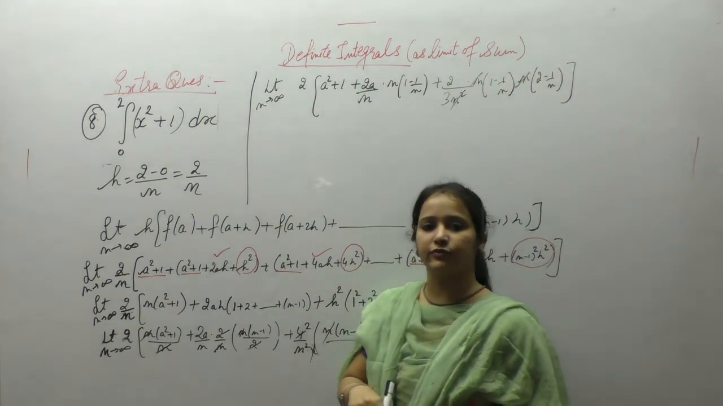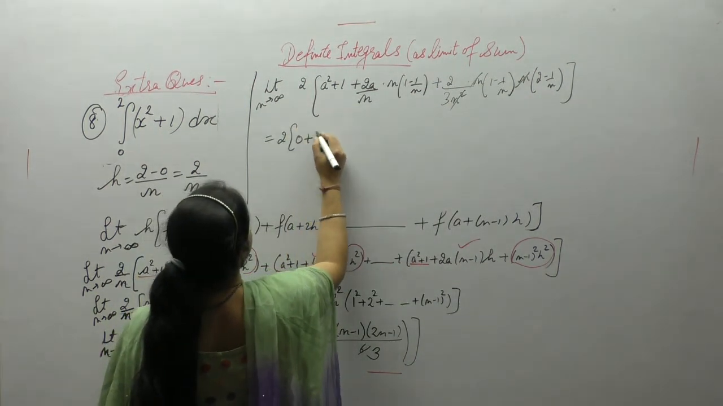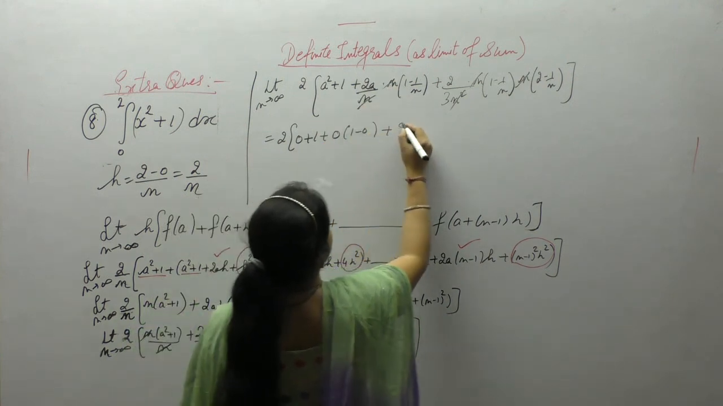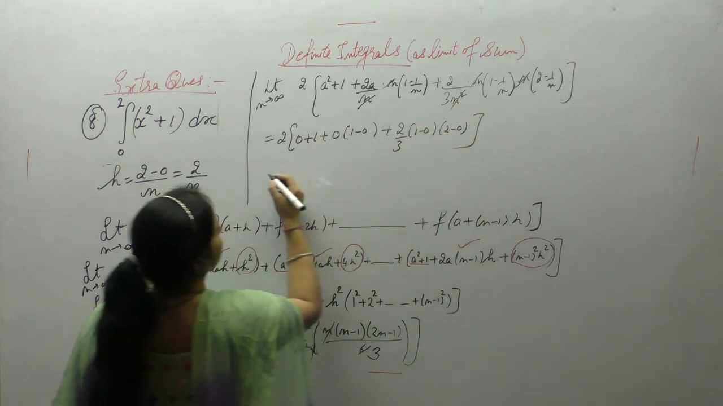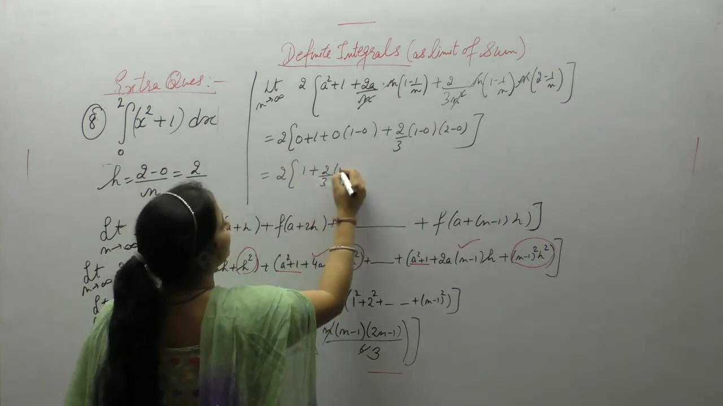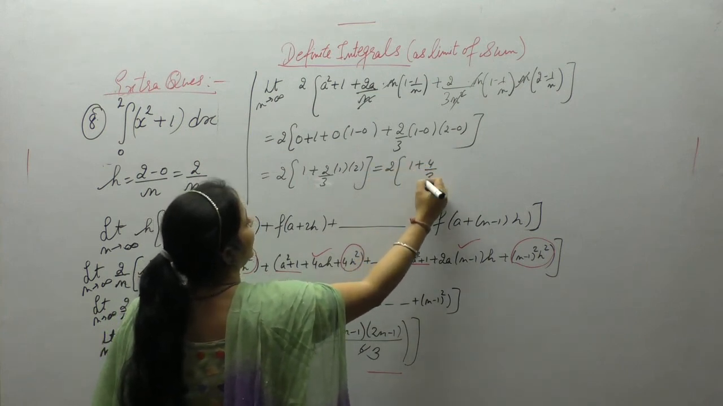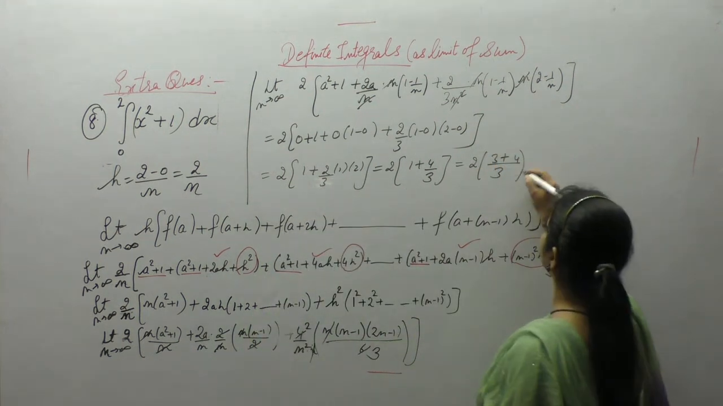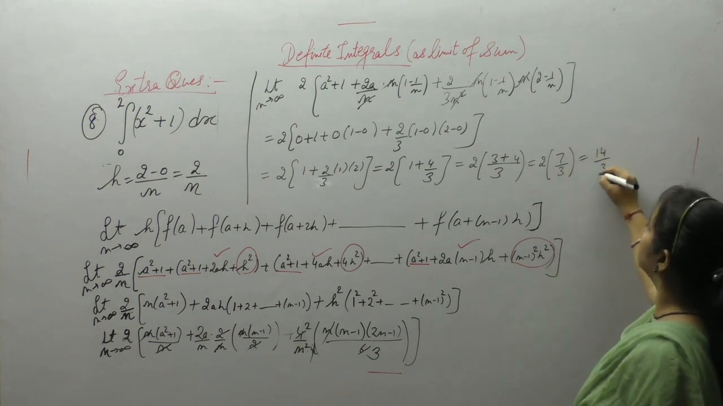Now put the value of a. a is 0. Limit n tends to infinity. Then 1 minus 0 plus 2 by 3, 1 minus 0, 2 minus 0. 1 plus 2 by 3, 1 into 2. 2 times 1 plus 4 by 3. Take the LCM, 3 plus 4, 7. 2 into 7 by 3, 14 by 3.